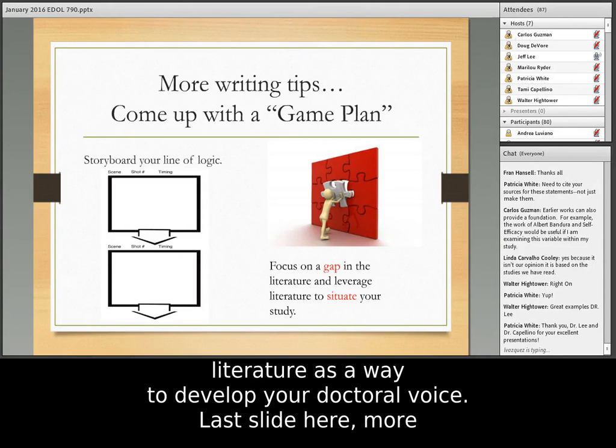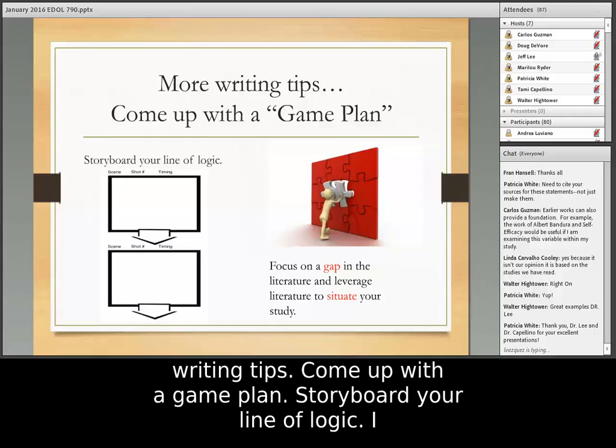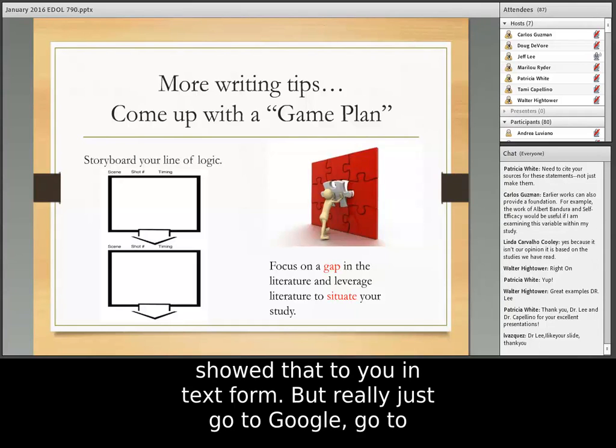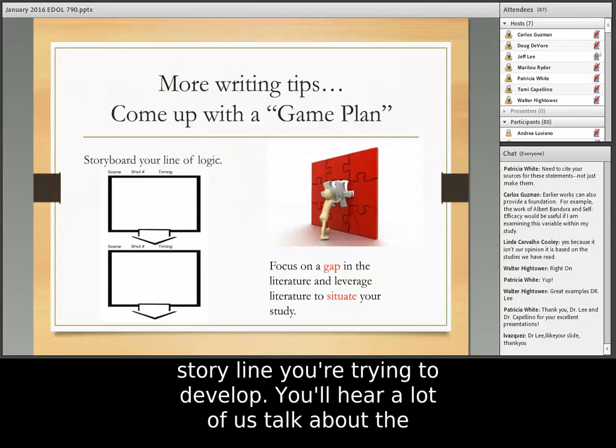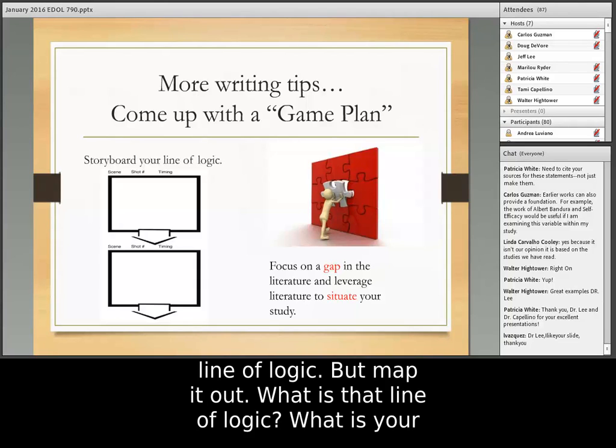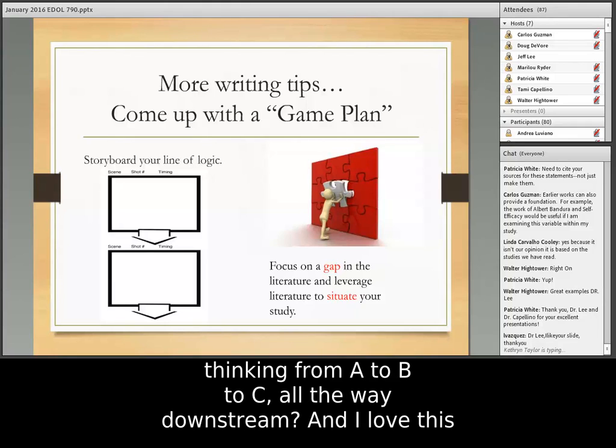Last slide here. More writing tips. Come up with a game plan. Storyboard your line of logic. I showed it to you in text form, but really just go to Google, go to images, and download a storyboarding template, and just map out the storyline you're trying to develop. You hear a lot of us talk about the line of logic, but map it out. What is that line of logic? What is your thinking from idea A to B to C all the way downstream?